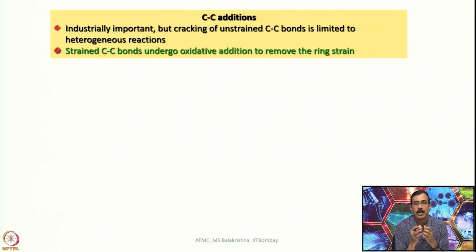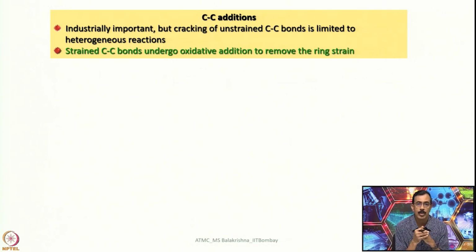Now let us look into CC additions, industrially important reactions. The cracking of unstrained carbon-carbon bonds is still limited to heterogeneous reactions, and no matter how much we talk about homogeneous catalysis, in the present scenario the contribution towards total catalysis from homogeneous catalysts is only about 15%. The 85% of the catalytic reactions are heterogeneous in nature.